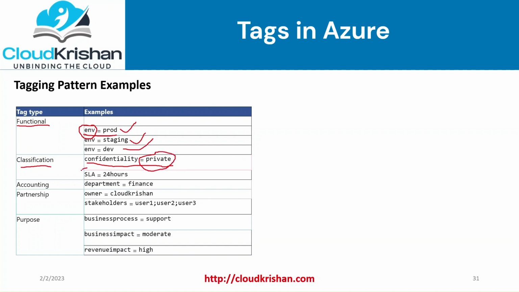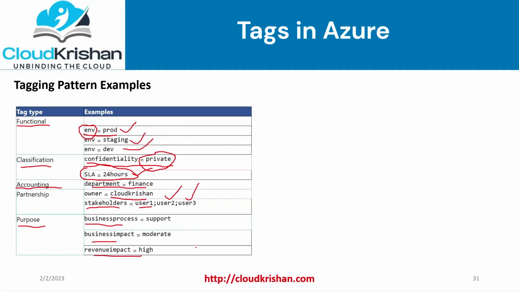You can also group your resources based upon SLA. It may be 24 hours, it can be 12 hours, it can be 18 hours, depending upon what type of service you are providing. You can tag your resources based upon accounting, like department, maybe finance, owner, maybe cloud kitchen. You can have the stakeholders, so user 1, user 2, user 3, who are essentially the stakeholders, whoever is part of your business. You can also group your resources based upon purpose. So you can have tags like business process, support, business impact, moderate, revenue impact high.